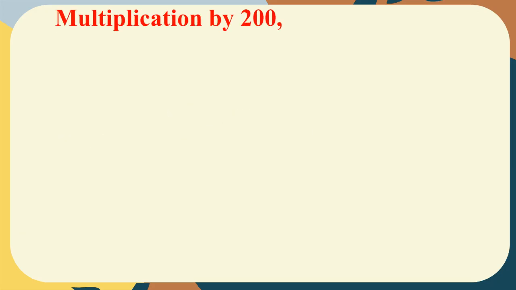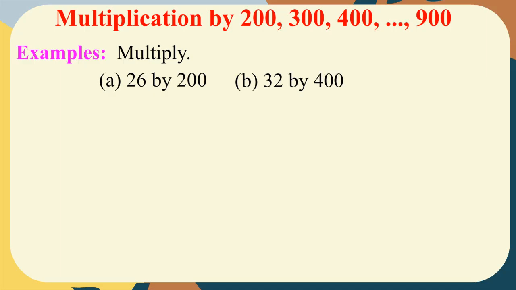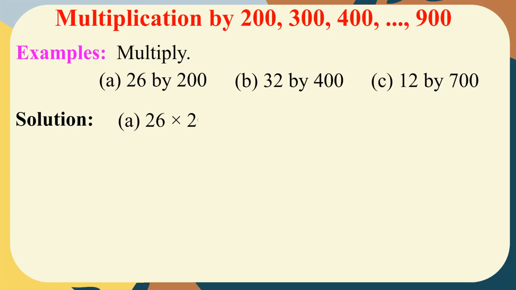Multiplication by 200, 300, 400 till 900. Examples: multiply A. 26 by 200, B. 32 by 400, C. 12 by 700. Solution: A. 26 multiplied by 200 is equal to 26 multiplied by 2 hundreds.